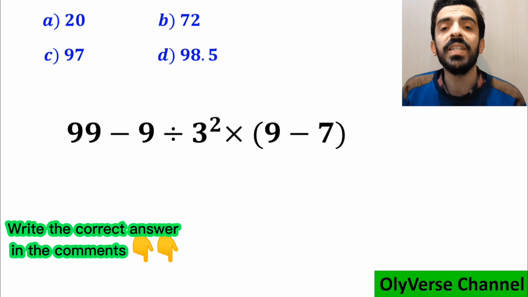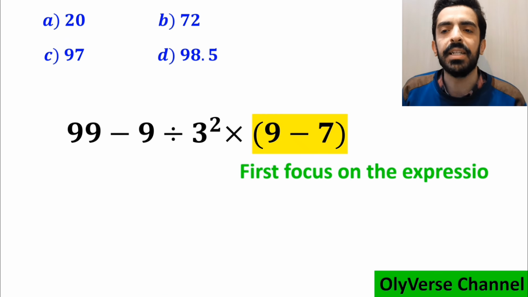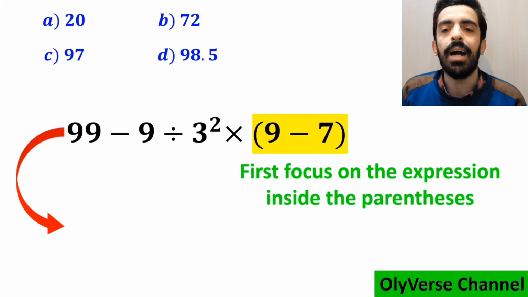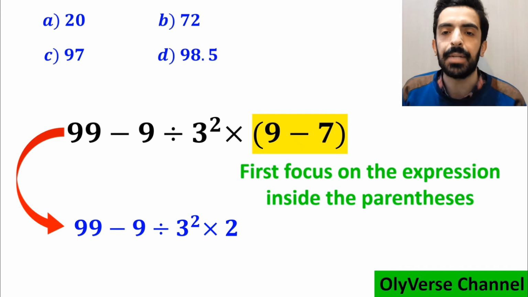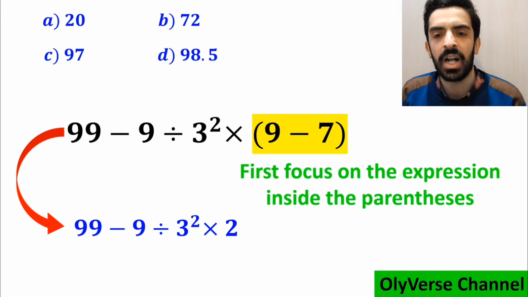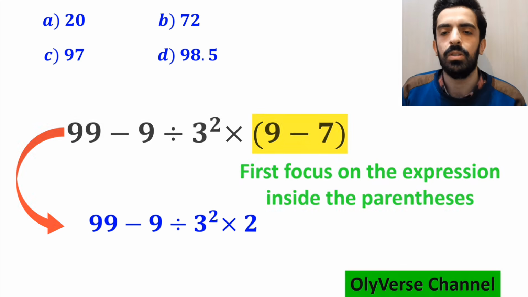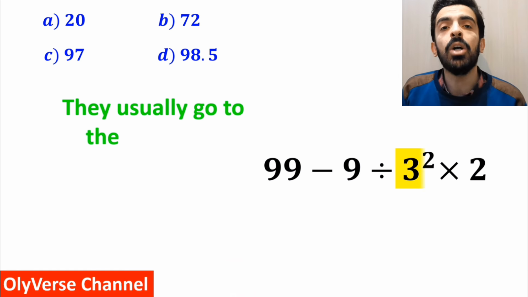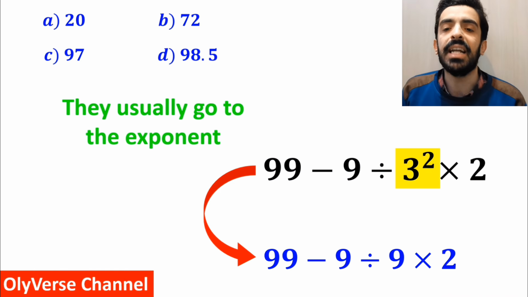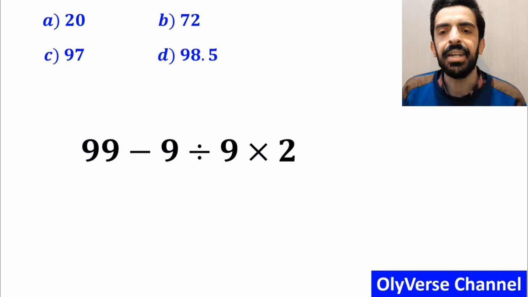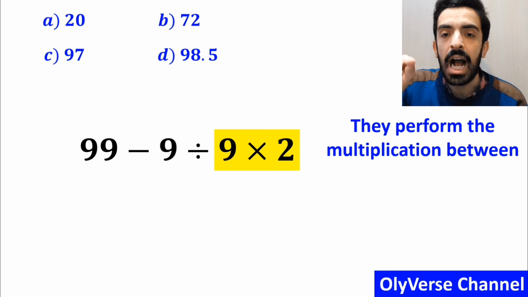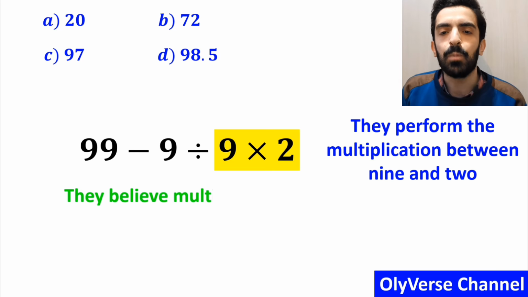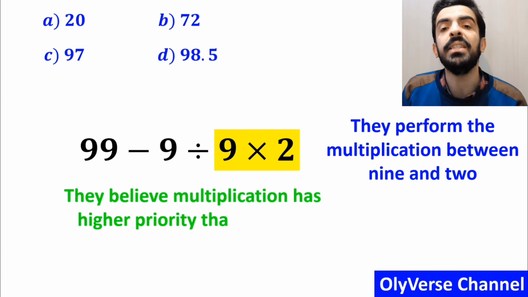Also, some other people when solving this question first focus on the expression inside the parentheses and replace the whole expression with 99 minus 9 divided by 3 to the power of 2 multiplied by 2. And the next step, they usually go to the exponent and simplify it to 99 minus 9 divided by 9 multiplied by 2.